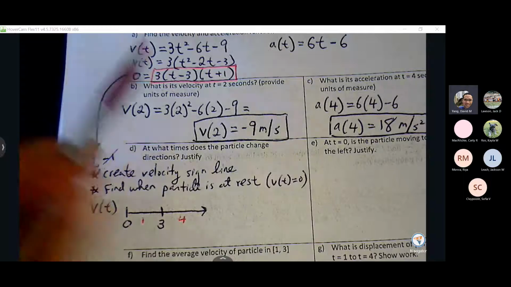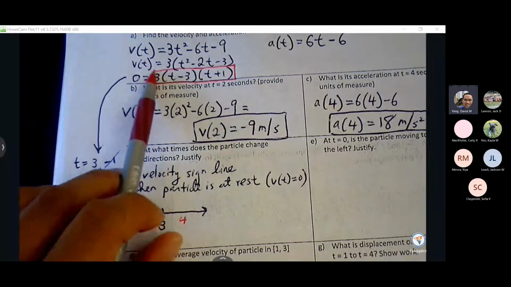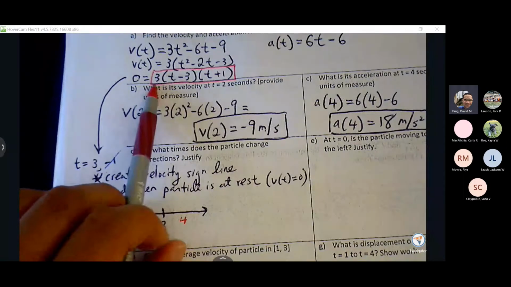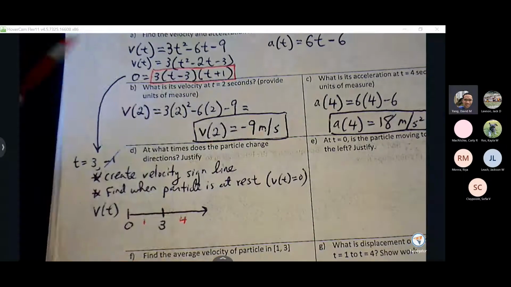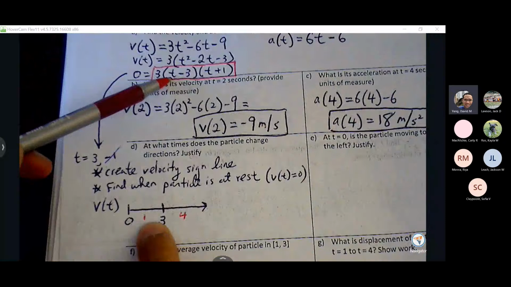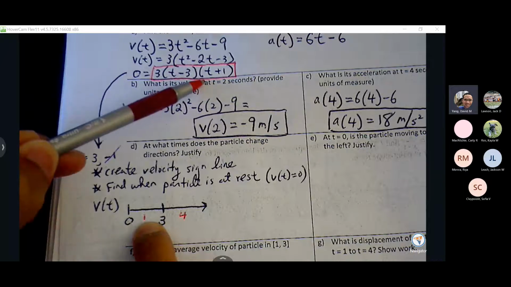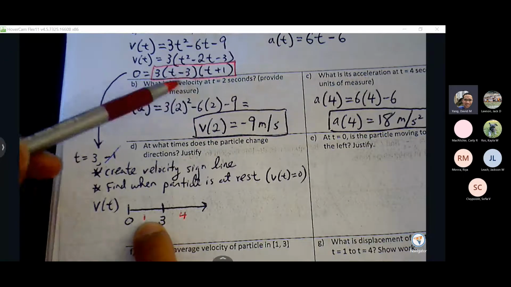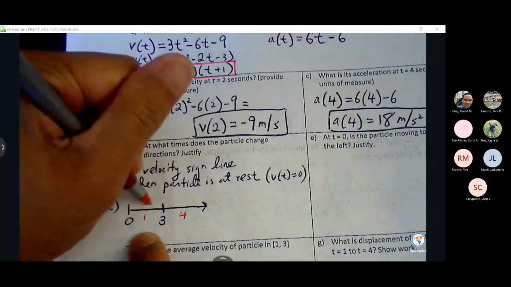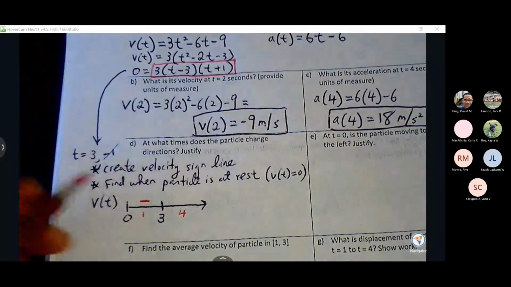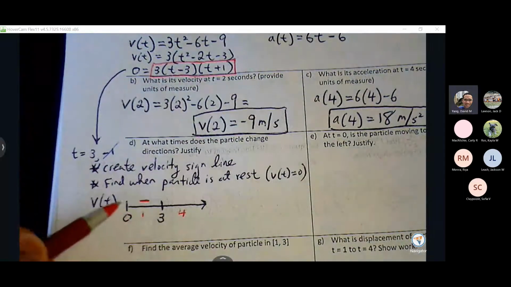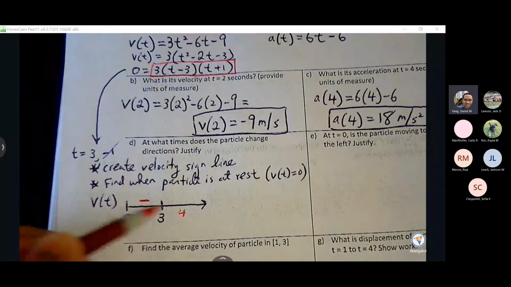Okay, so 1 will go in for t. I don't care about this 3. That 3 is not going to affect the sign of my velocity. So I'm just looking at the parentheses here. Okay, so 1 minus 3, that's what? Positive or negative? Negative, okay. And then 1 plus 1 is positive. So negative times positive is negative. So we know that in this time interval, this object is continually moving to the left.